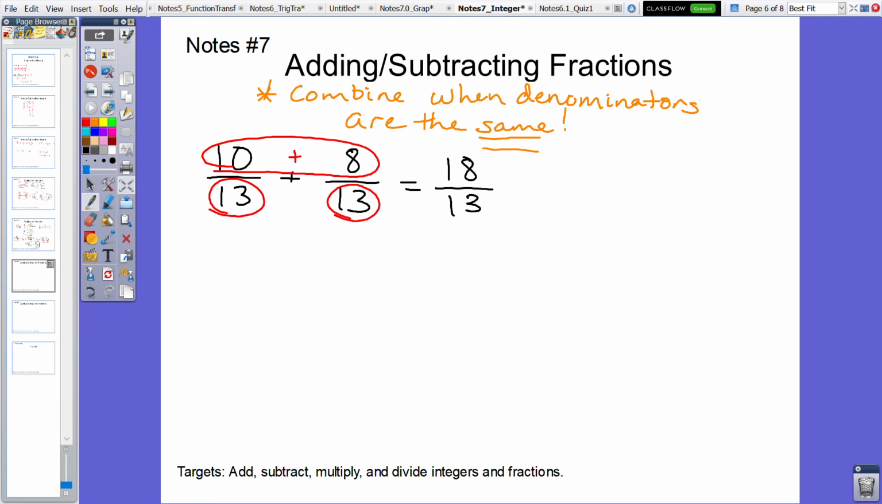Another example. Let's go to subtraction now. Let's say we have 6 sevenths minus 4 sevenths. Once again, they have the same denominator. That means that because I have 7 here and 7 here, I can find the difference between 6 and 4. 6 minus 4 is 2. So my simplified answer for this is going to be 2 sevenths.